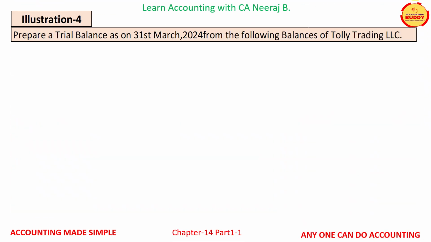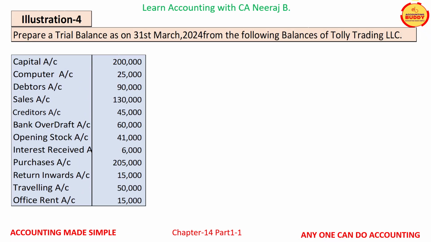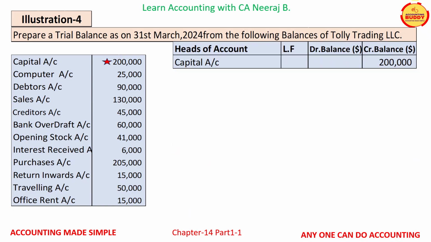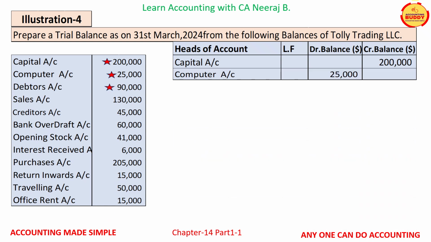Let us take another illustration to prepare the trial balance as on 31st March 24 from the following balances of the Tully Trading LLC. Capital is the amount payable by the business to its owners. Therefore, capital account is always placed in the credit column. Computer is an asset, so it is placed in the debit column. Debtors accounts are the amounts receivable from the customer and are assets of the business. Therefore, debtor account is placed in the debit column.